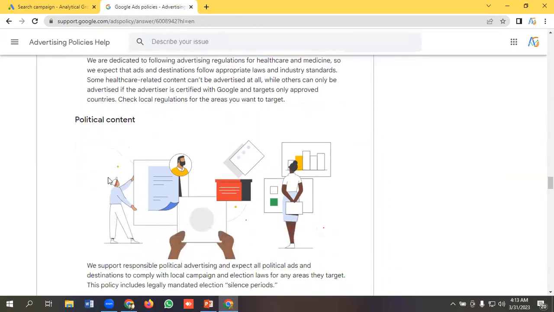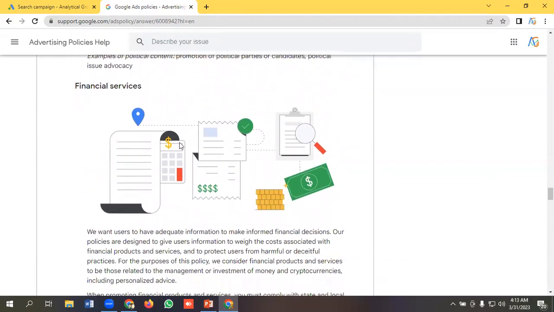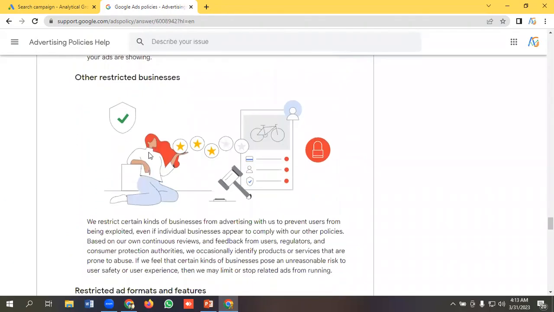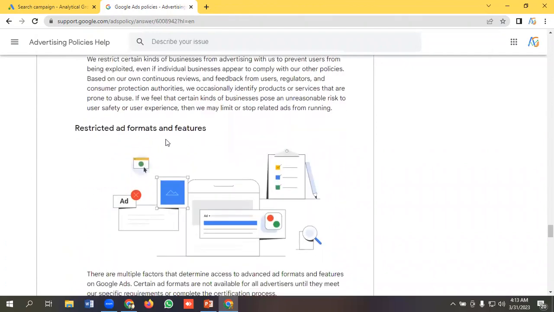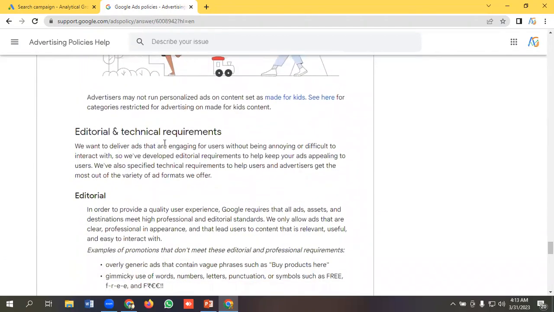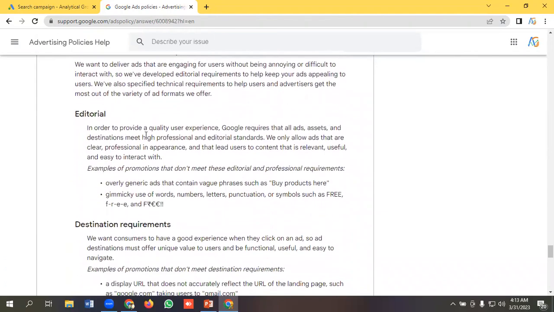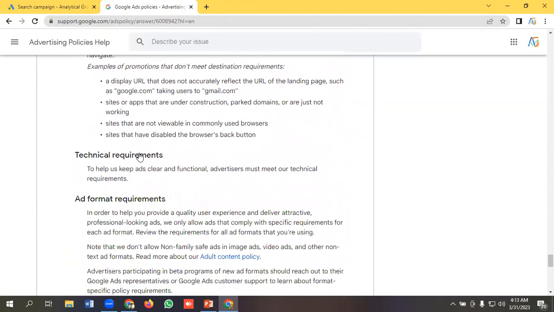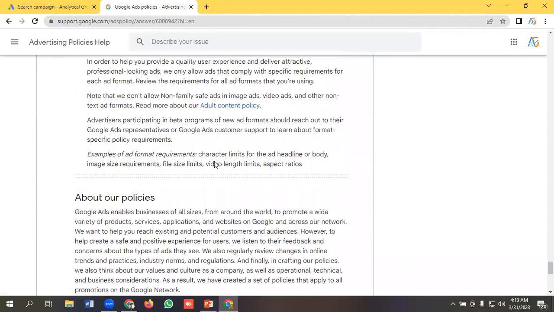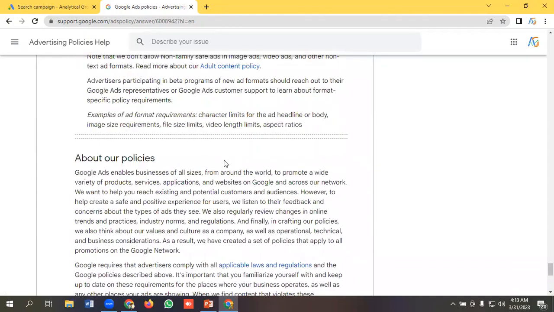Okay, and you cannot advertise political content, financial services, trademarks, legal requirements, other restricted businesses, restricted ad formats and features, requirements for made for kids content, editorial and technical requirements, destination requirements, technical requirements, ad format requirements. So this is it. Okay.